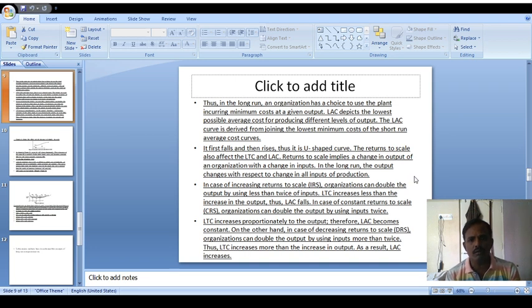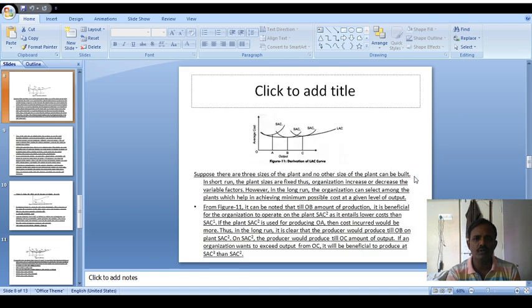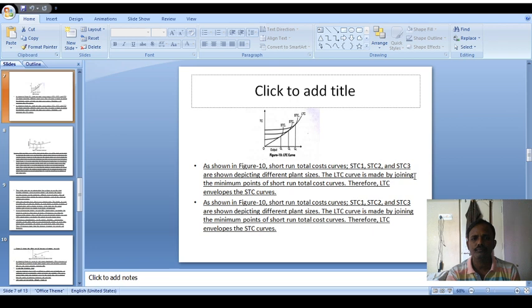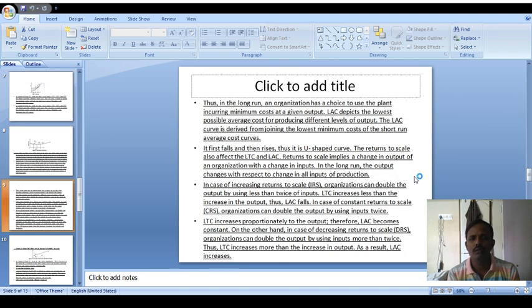LAC depicts the average cost of production for different levels of output. The LAC curve is derived by joining the lowest minimum points of the short-run average cost curves. So the LAC covers the lowest minimum points of the SACs. It first falls and then rises, so it is a U-shaped curve.